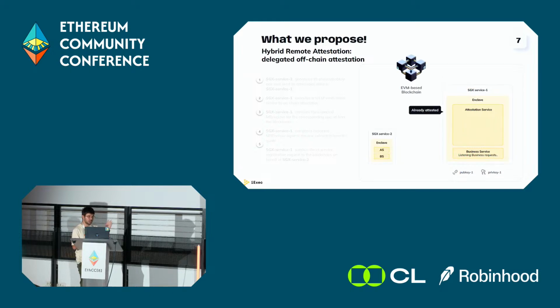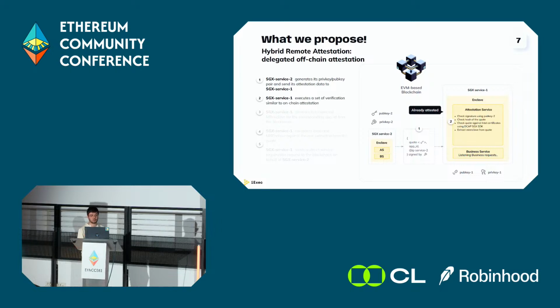Now, let's assume that we have a new SGX service in our cluster, namely SGX service 2, that needs to be attested. Instead of directly attesting on-chain, SGX service 1 can attest this newly spawned SGX service. So literally, it will generate its own private key, public key pair inside its enclave and send its attestation data not to the blockchain, but to the already attested SGX service 1.